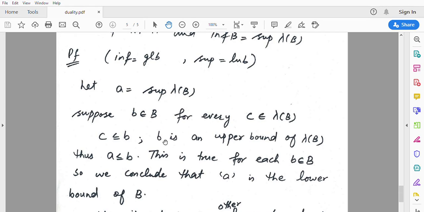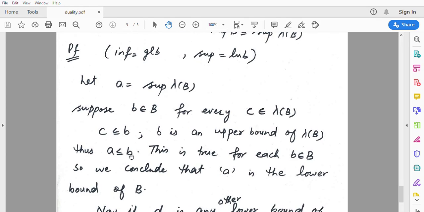Now B is another upper bound of lambda of B, so A, being the least, must be less than or equal to B. This statement is true for each B belonging to the set B, so we conclude that A is less than or equal to every element of B.